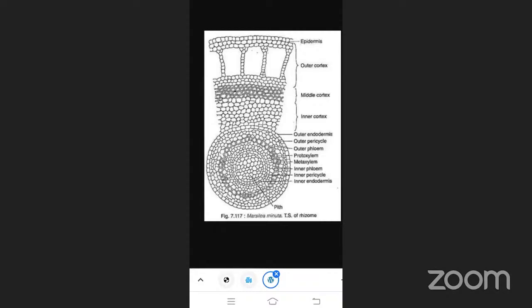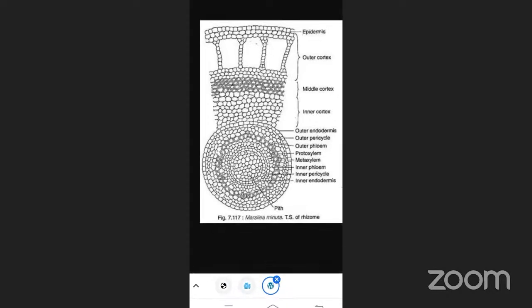Another one here, the stele, is a very differentiated type of stele: the amphiphloic siphonostele. Centrally, pith is present, so that is called a siphonostele. The amphiphloic siphonostele is present in the Marsilea rhizome. Amphi means both sides. Here, the outermost layer of the stele is the pericycle, a single layer of rectangular cells.